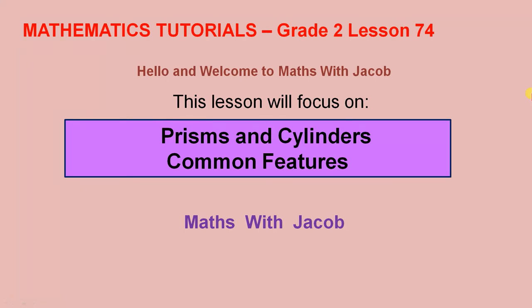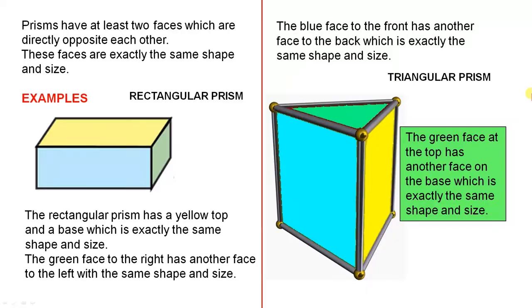This lesson will focus on prisms and cylinders, common features. Prisms have at least two faces which are directly opposite each other. These faces are exactly the same shape and size. Let's look at some examples. Firstly, the rectangular prism.